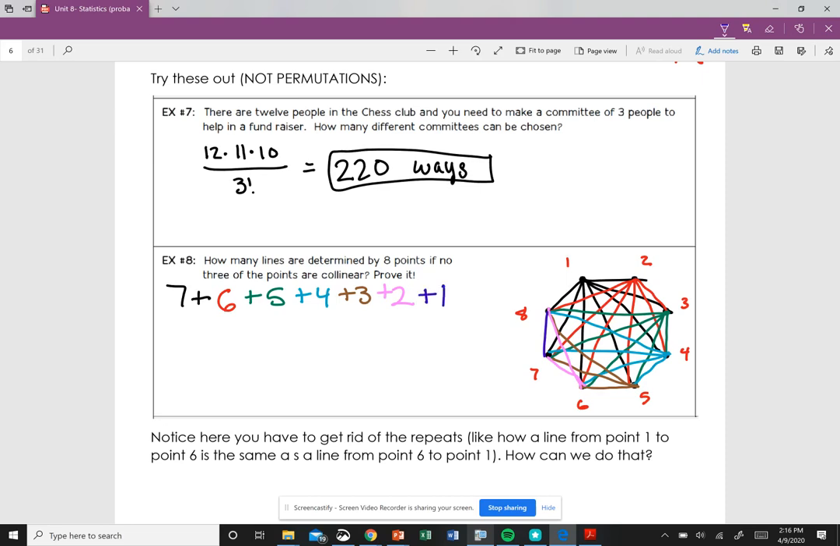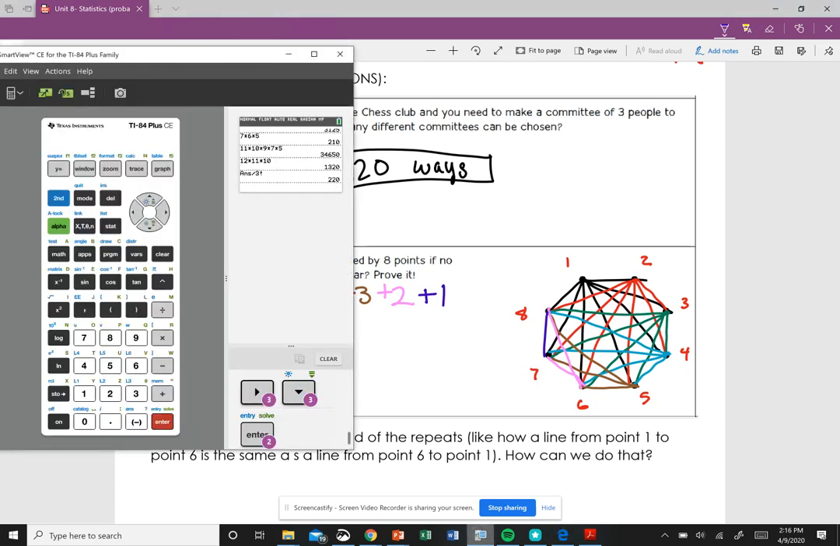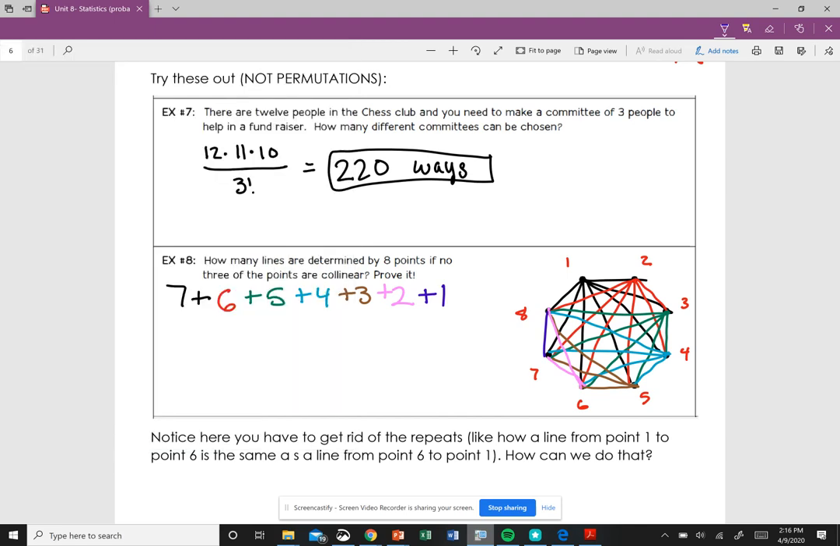So I do 7 plus 6 plus 5 plus 4 plus 3 plus 2 plus 1. Let's do that. 7 plus 6 plus 5 plus 4 plus 3 plus 2 plus 1. 28. There are 28 different ways from 8 points that no 3 of the points are collinear, meaning they don't make a straight line with 3 points. There are 28 ways. And we proved it because, do you see our picture? It's a beautiful picture. It's very clear. Okay. We had to get rid of those repeated lines. That comes into all of this.